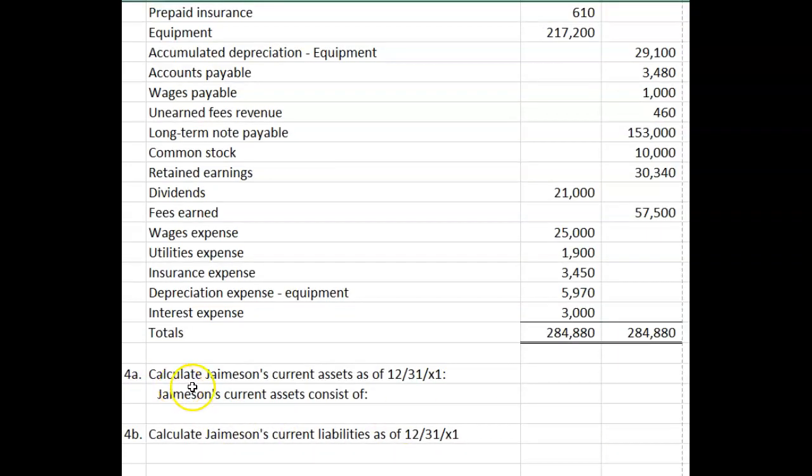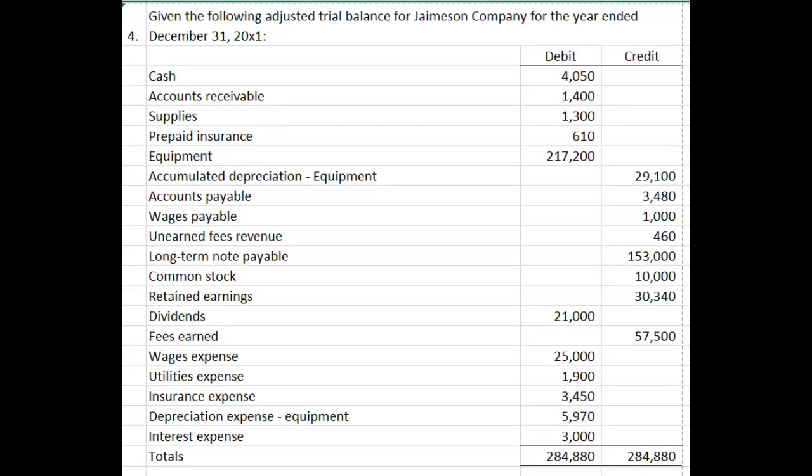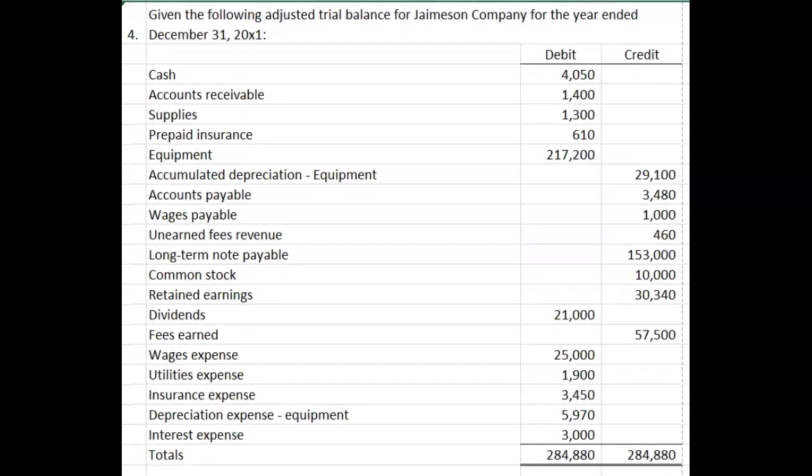I want you to calculate Jameson's current assets as of 12/31/X1. So using this trial balance, pause your video, calculate Jameson's current assets, and then start the video again to check your answer.